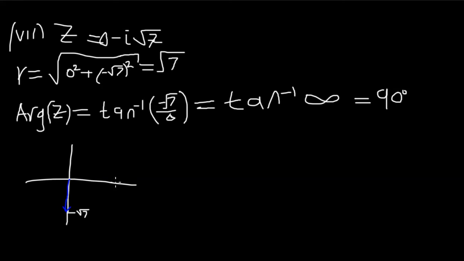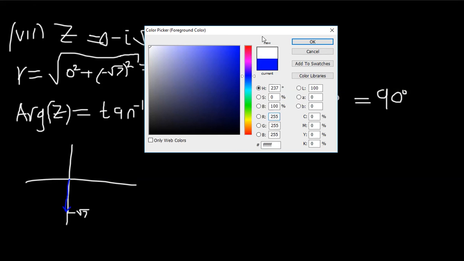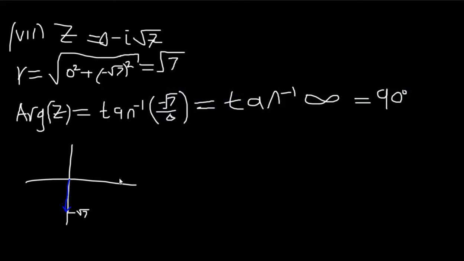I don't know why my computer just started lagging. Anyway, if this is your complex number, you can now even tell the angle. So instead of 90, the angle that we're going to have is this one. This one is 0, 90, 180, this one is 270. So the argument of z, instead of being 90, is going to be 270.